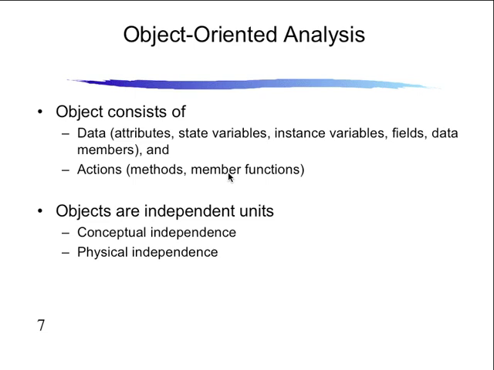And what's missing above here are properties, so these could also be called properties. I was just looking at that a few minutes ago. And then actions, what's missing here is the word message. So messages, methods, member functions, functionality. Objects are independent units. They have a conceptual independence, and they also have a physical independence in the system.